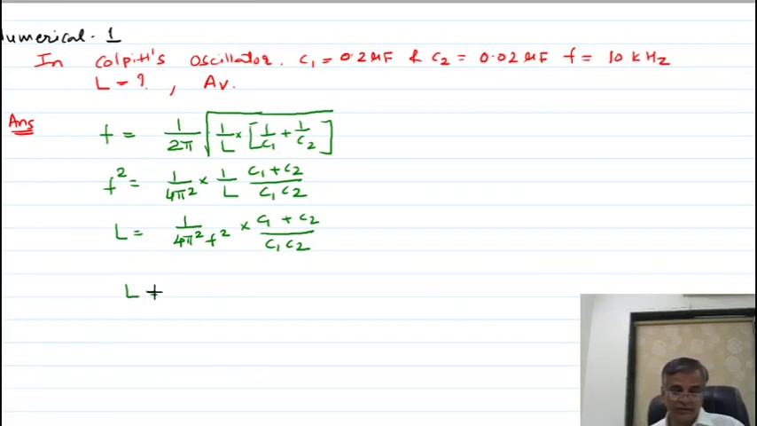I will put this numerically in a quiz on the Moodle platform. On the Moodle platform, you have to find the answer and write it there.